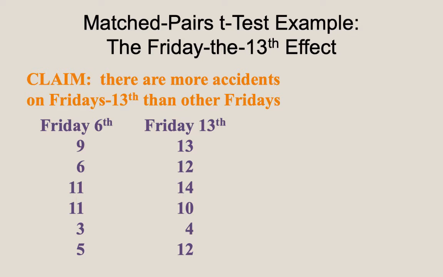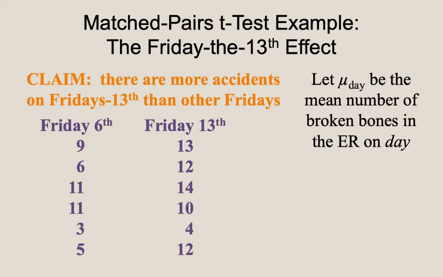So what we want to do is write out the null hypotheses for this. And here's where things get a little interesting, because if I'm claiming that there's more accidents on Friday the 13th, let's let mu be the mean number of broken bones on this day of the month. If I wrote mu sub 6 and mu sub 13, do you see how I'm talking about two different averages here? Mu sub 6 is the average number of broken bones in the ER on Friday the 6th, and mu sub 13 is the average number of broken bones on Friday the 13th. For my claim, what should be the relationship of these values according to my claim? And I'll put it in orange.